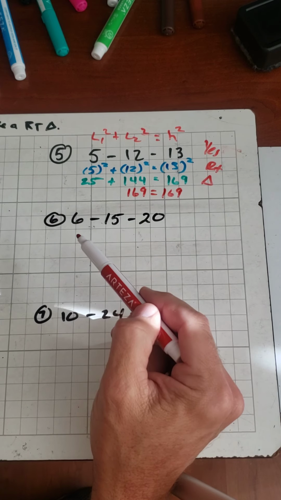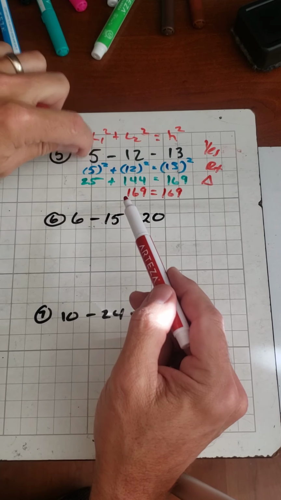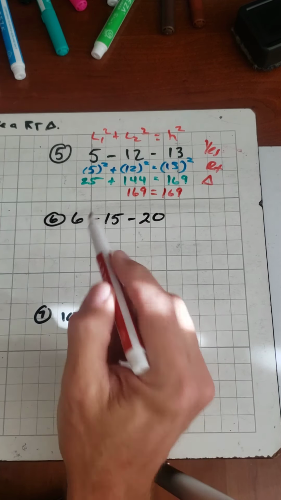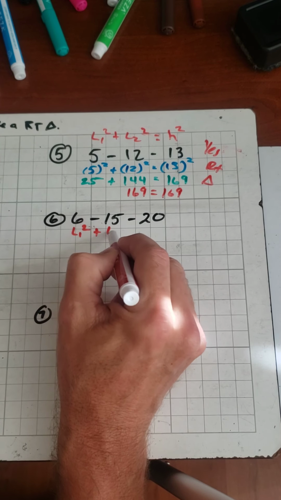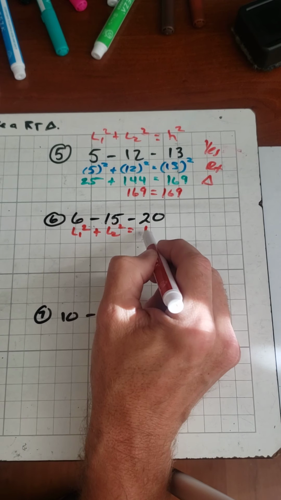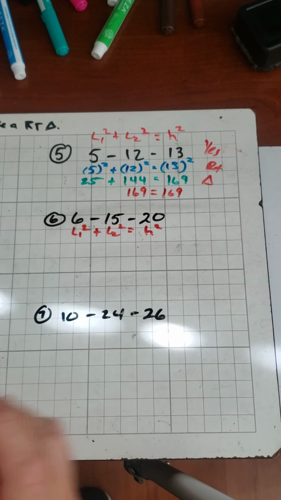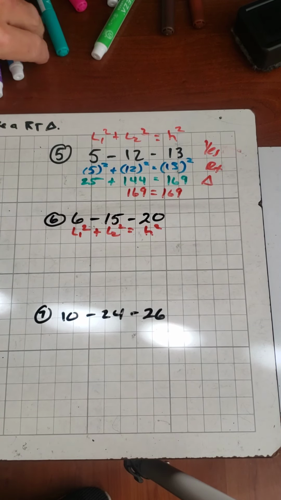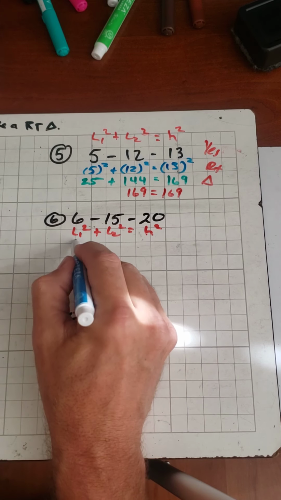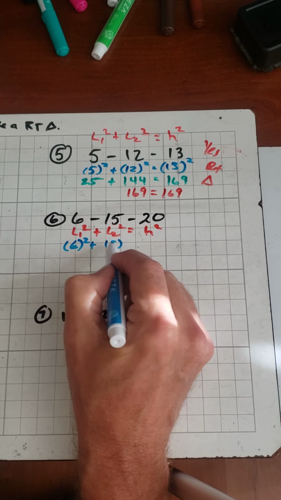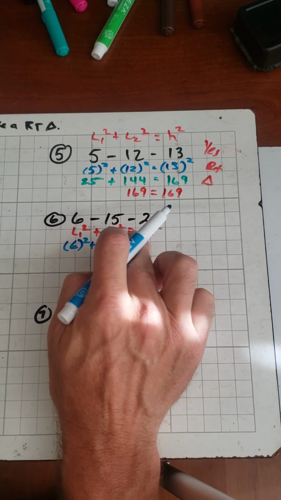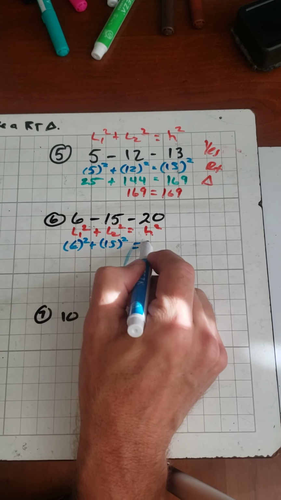It doesn't mean it's not a right triangle. It just means it's not the 5, 12, 13 right triangle. So the only way to figure that one out is if I go ahead and use L1 squared plus L2 squared equals hypotenuse squared. And so my L1 is 6 squared. My L2 is 15 squared. And my hypotenuse is 20 squared.